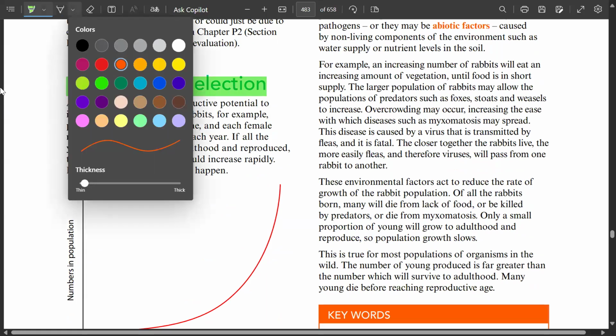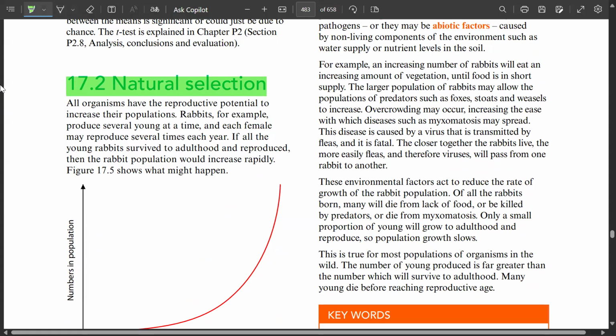In order to survive, there are specific traits that an organism needs to be able to fit in that environment. So that's natural selection. Natural selection is when nature selects an organism, that this one is going to survive.